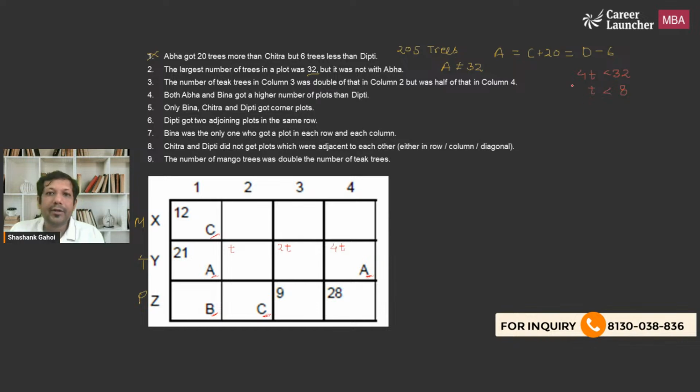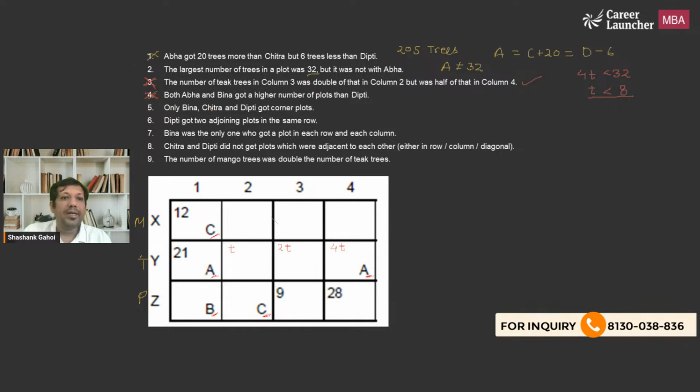And from this statement, we can figure out that T should be less than 8. So we are clear till this point. Now, both Abha and Veena got more plots than Deepti. We have completely used this statement. We have also completely used this statement. So, we are still stuck with this. We'll come to that later on.